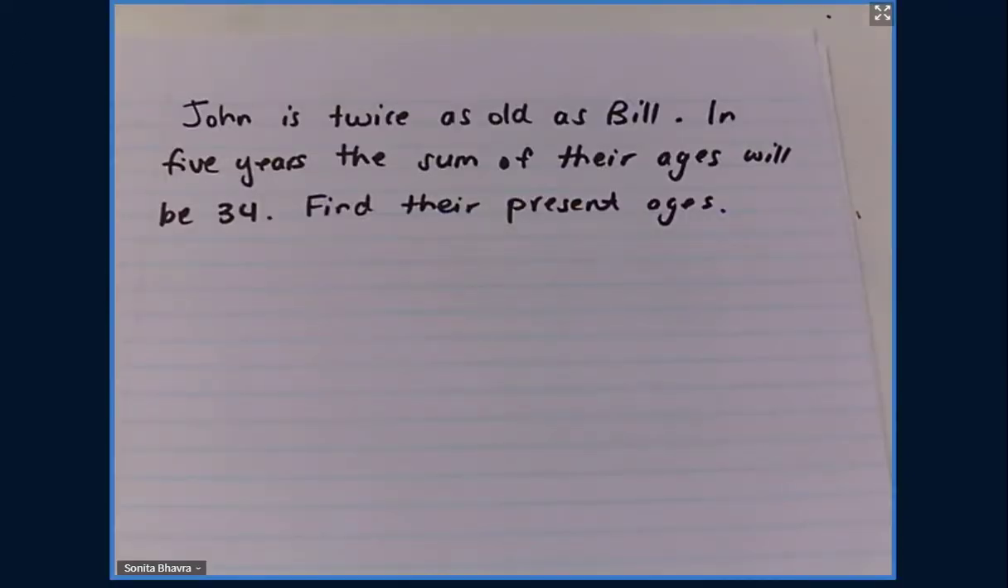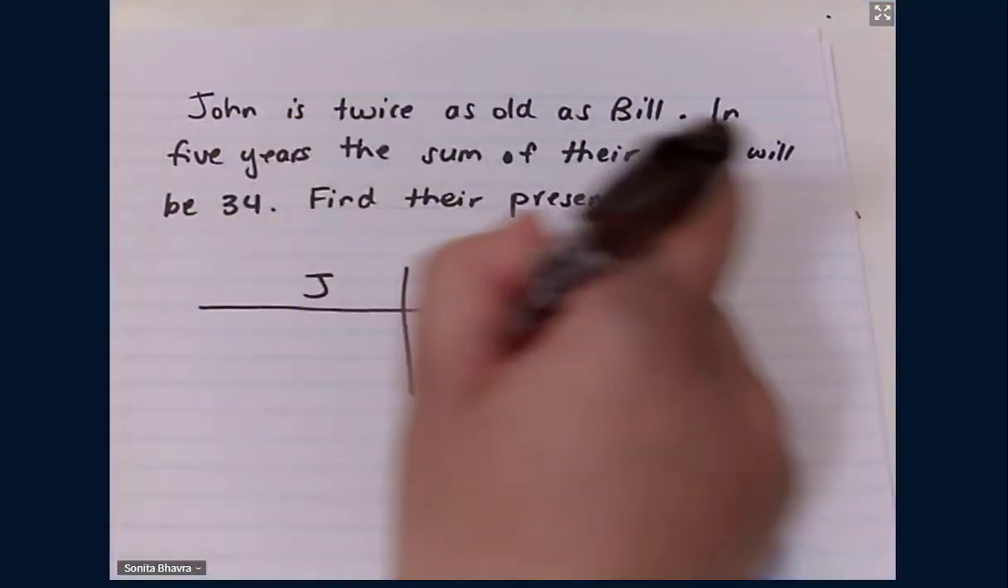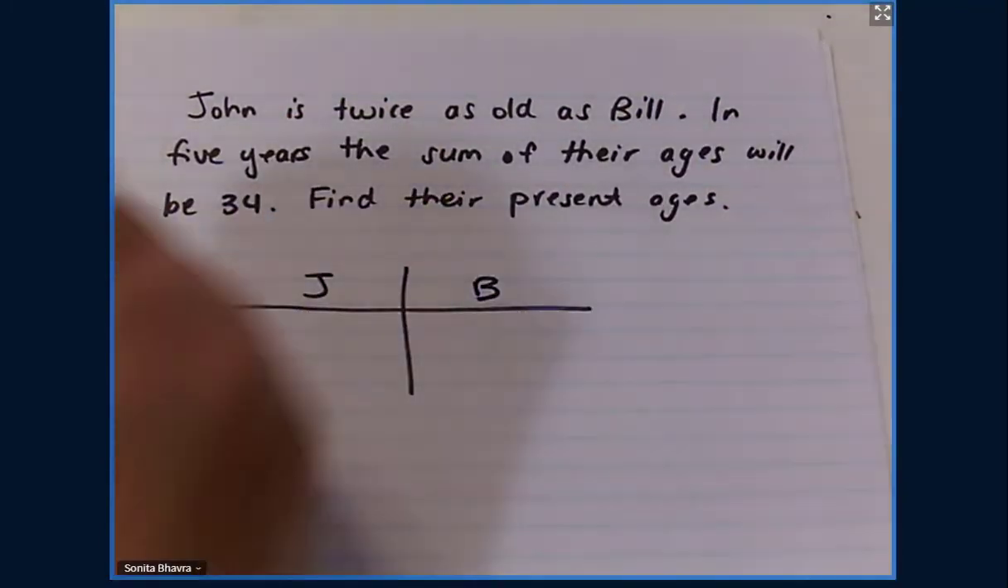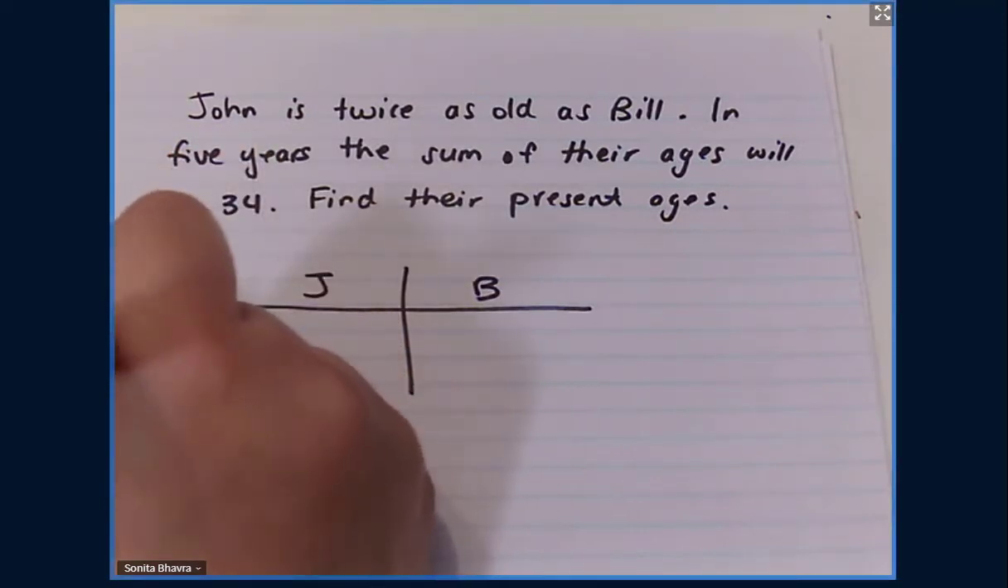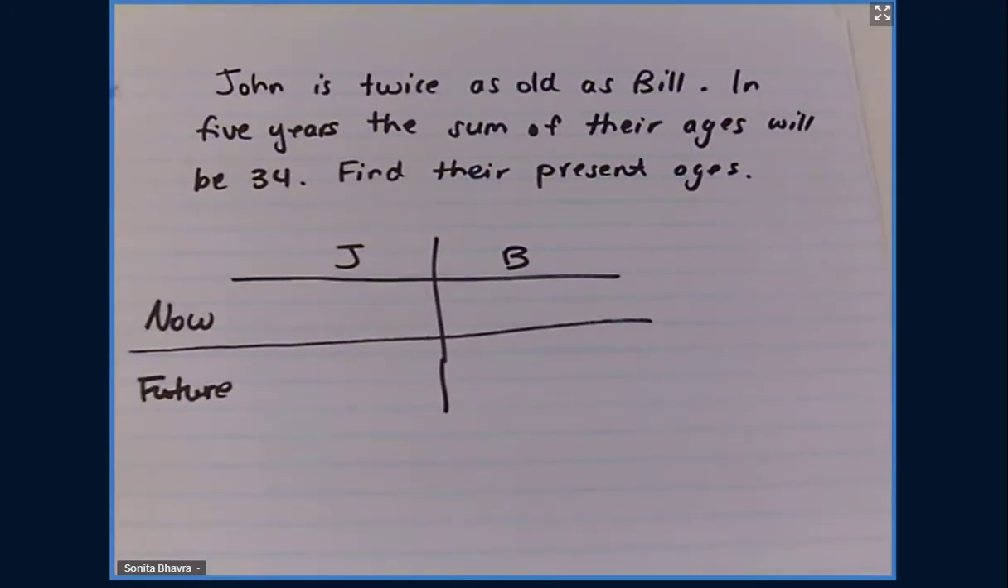Our next example is John is twice as old as Bill. In 5 years, the sum of their ages will be 34. Find their present ages. So we have John, and we have Bill, and we have the now, and we have the future. Right, so right now, John is twice as old as Bill. So Bill is X, and John will be 2X.